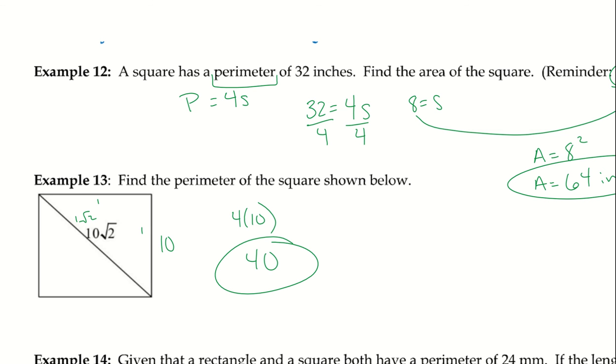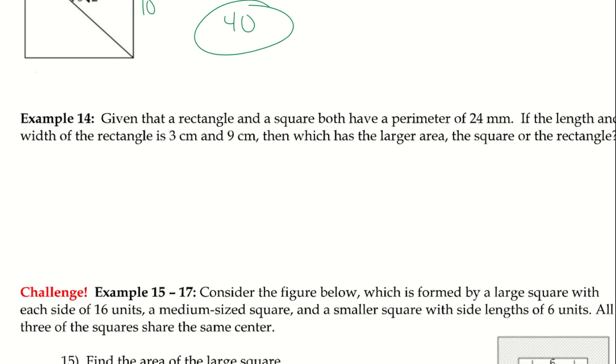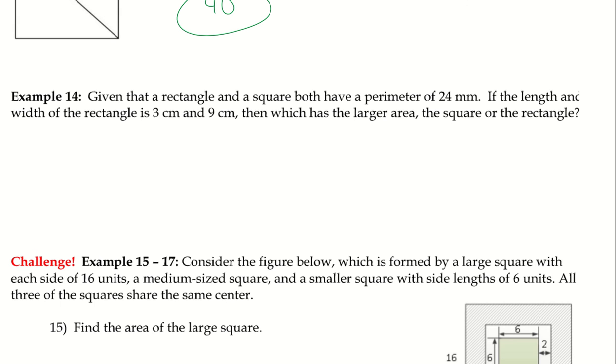Okay, let's go ahead and take a look at 14. Given that a rectangle and a square both have a perimeter of 24 millimeters, if the length and the width of the rectangle is 3 centimeters and 9 centimeters, then which has the larger area, the square or the rectangle? So let's go ahead and draw our picture. Remember, if we do not have one, we always need to draw one. My square kind of looks like a rectangle, but I know my perimeter of each is 24 millimeters.